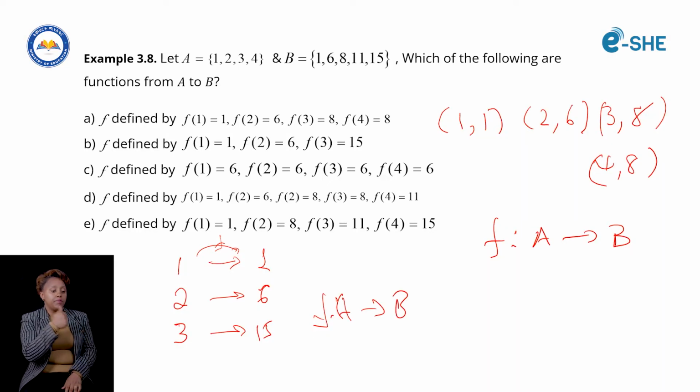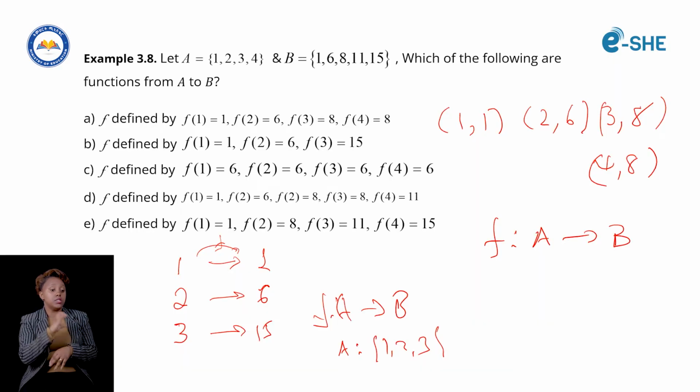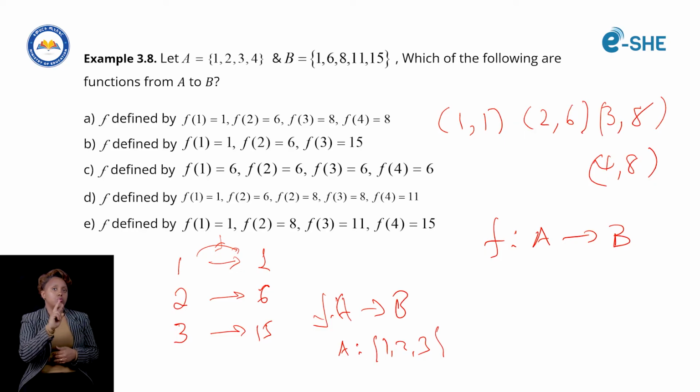This will be a function provided that f is from A into B only when A could be 1, 2, 3, so that all elements of A are mapped by the given function. C is representing mapping 1, 2, 3, and 4 into 6. All elements of A, 1, 2, 3, and 4 are mapped, and they are mapped into a unique element in the range B. Therefore, this C is a function.